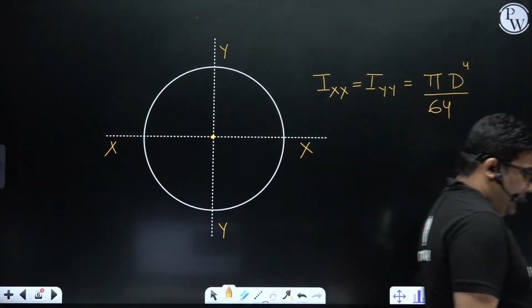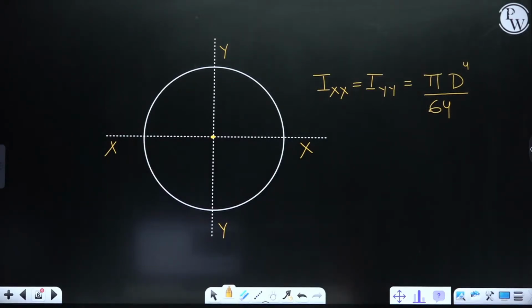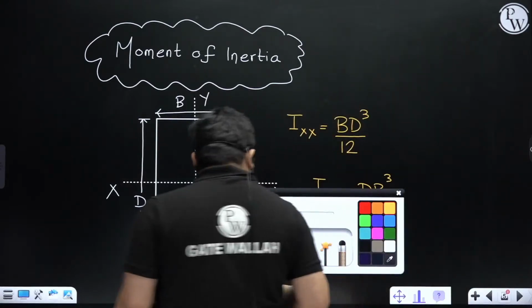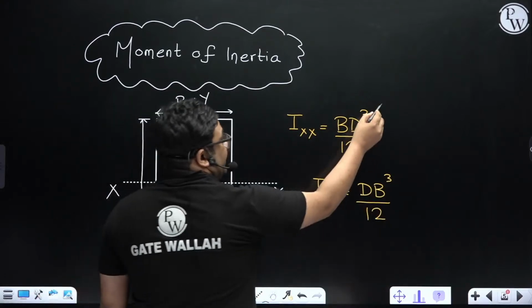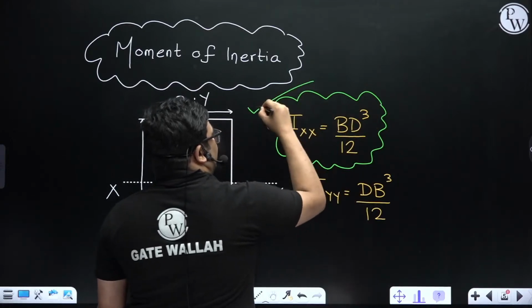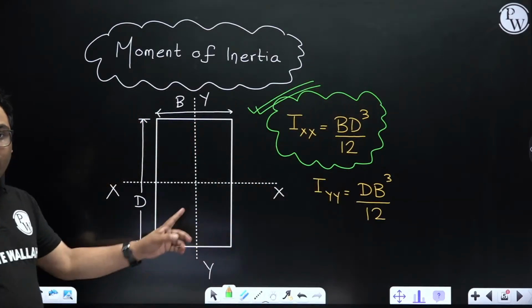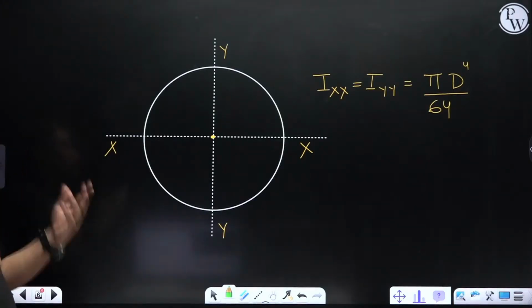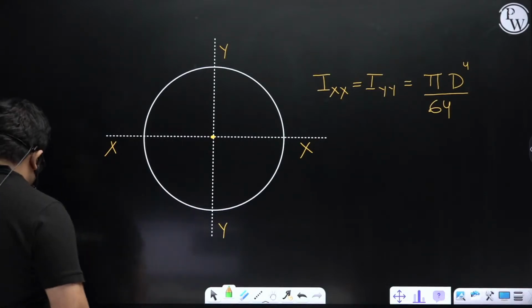So here I is the same about both axes, whereas in a rectangle it was different: b d cube by 12 and d b cube by 12. If nothing is mentioned in the question about which axis, you should take the x axis. If they mention the y axis, then we'll take the y axis. Anyhow, here both are the same. Now coming back to the equation.